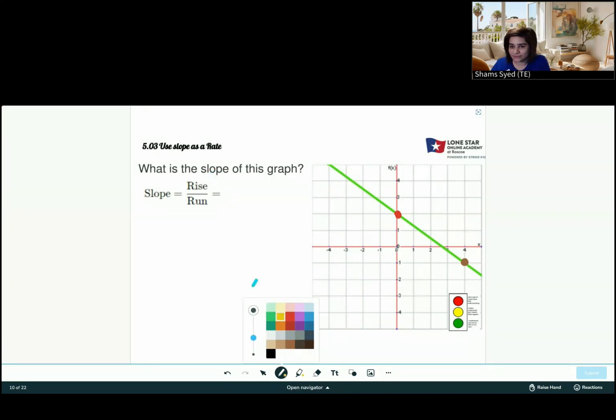Let's do the rise. The stick figure is over here. Oh, stick figure is actually going to fall. It is actually a fall. Let's see how much is the fall. From red dot, go down 1, 2, 3. It is a fall of 3.